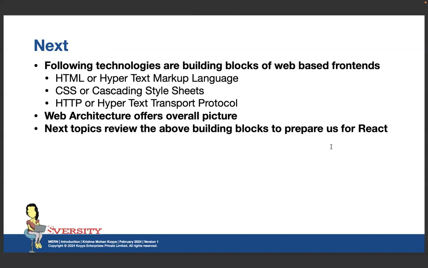All right, HTML stands for Hypertext Markup Language, CSS stands for Cascading Style Sheets, and HTTP stands for Hypertext Transport Protocol. HTTP is the one which connects the client and server here. So that means you will be developing applications around the web architecture to get the overall picture. So the next topics are essentially on these building blocks, reviewing some concepts of them so that we get ready for learning React.js to begin with.